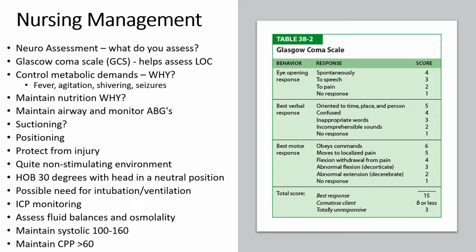Okay. And then our motor function. So are they obeying your commands? Can they squeeze your hands? Do they just move to painful stimuli? Do they flex only to painful stimuli? Are they having abnormal posturing? So are they decorticate or are they decerebrate? Is there no response at all? So the scoring is what helps us get that GCS score. Of course, highest score is good. We want a 15. If it's down very low, we do not have good response at all.